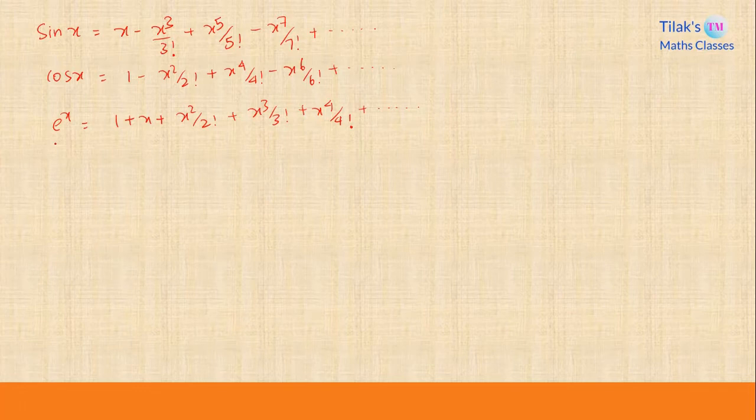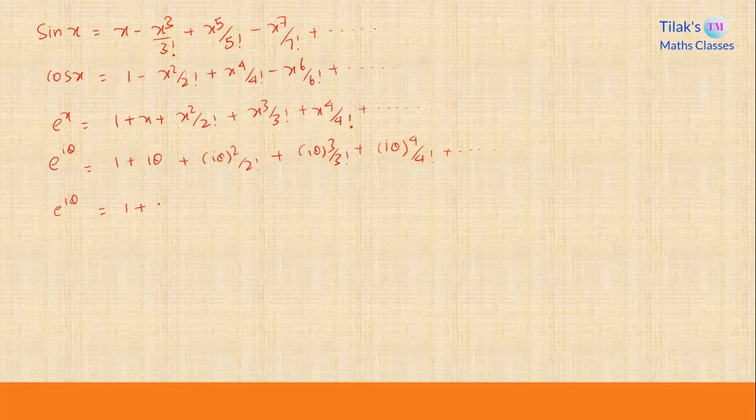Now in place of x in e power x, let us replace i theta. So e power i theta is equal to 1 plus i theta plus i theta squared by 2 factorial plus i theta cubed by 3 factorial plus i theta power 4 by 4 factorial and so on. e power i theta is equal to 1 plus i theta. Now i squared is minus 1, that gives us minus theta squared by 2 factorial, then minus i theta cubed by 3 factorial and then plus theta power 4 by 4 factorial and so on.